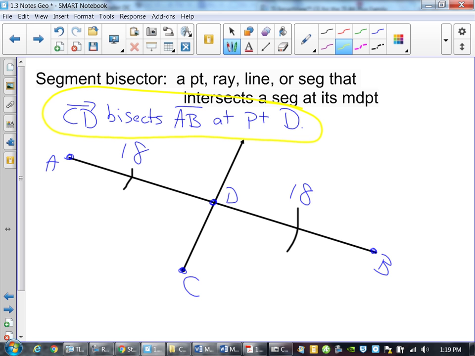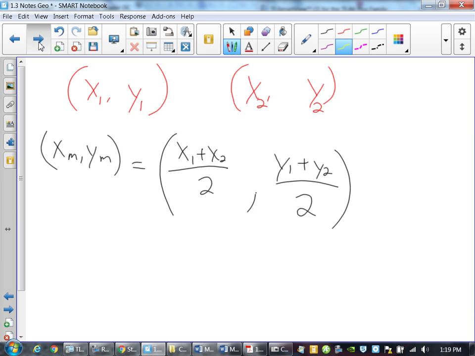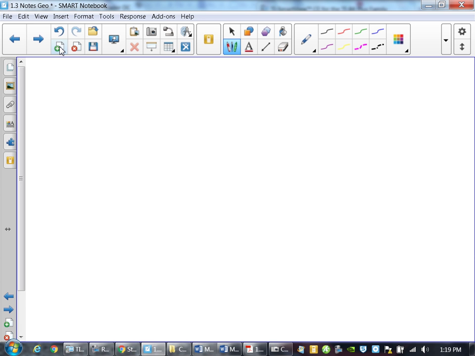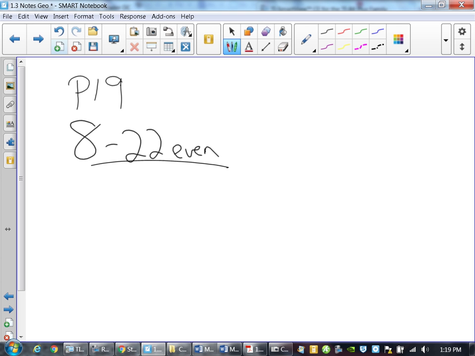Okay? So I'm going to stop here because I want to get into the rest of this stuff for tomorrow. The homework, I believe, is on page 19 in the book, and I have you guys doing 8 through 22 evens.